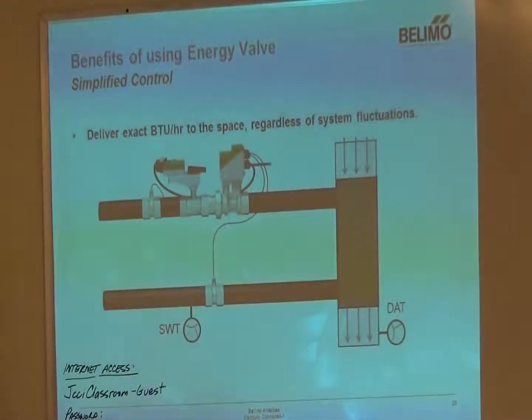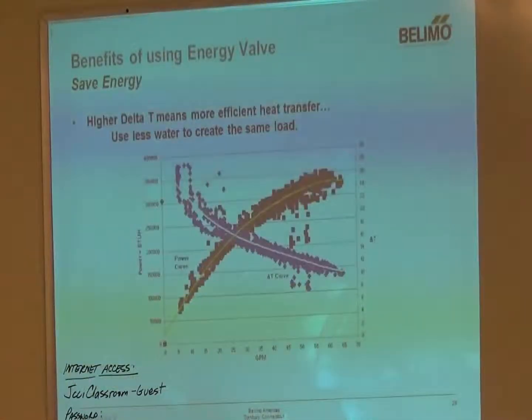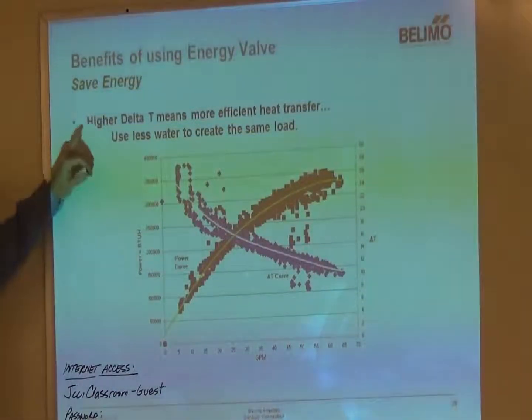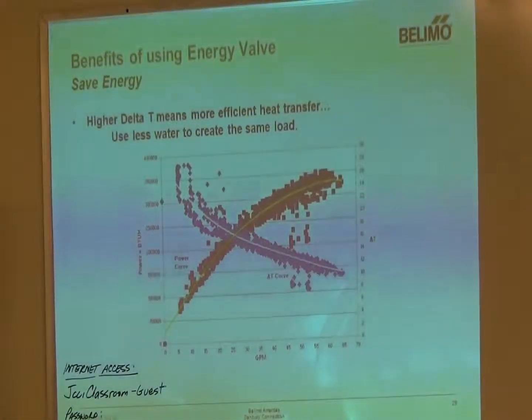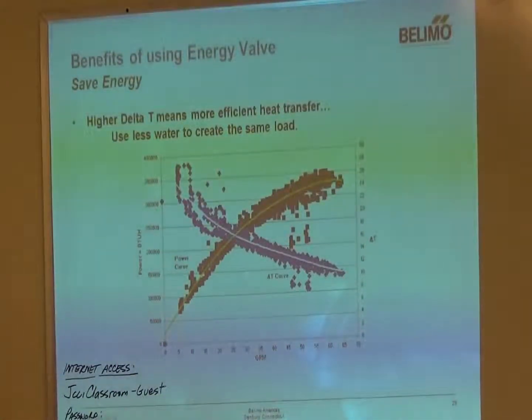So, as we said, you can deliver exact BTU per hour to the space, regardless of fluctuations in the pressures in the system. And it can overcome disruptions in the supply water temperature as well. So a higher delta T leads you to more efficient heat transfer, which is going to mean you're using less water, saving pump energy, and in general, just saving money.